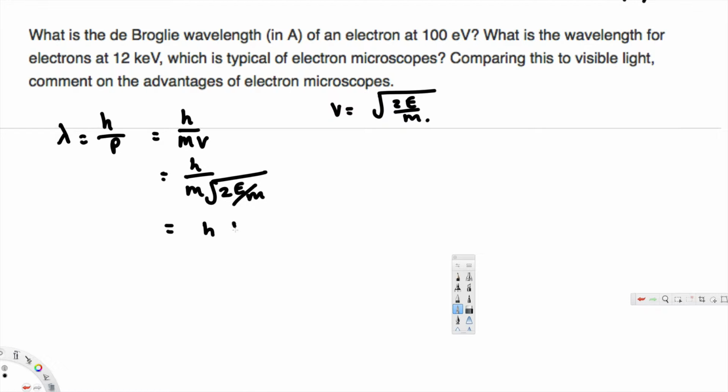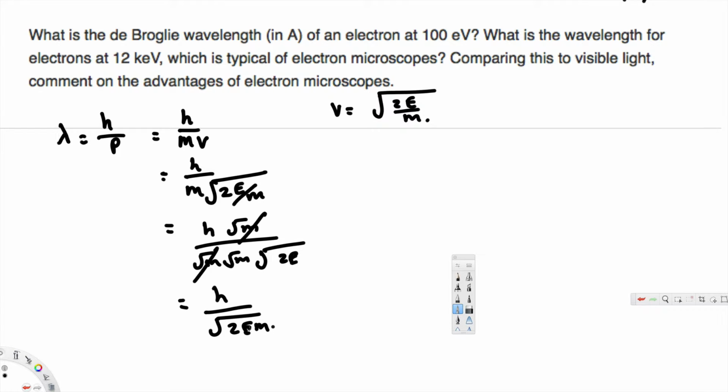So we are going to have h times square root of m, and m can be written as square root of m times square root of m. And here we have 2E. This square root of m cancels with this square root of m, so we can combine these together. So we will get h divided by square root of 2Em. We can also write it as h times square root of 2m times E to the power negative half. It's the same thing.